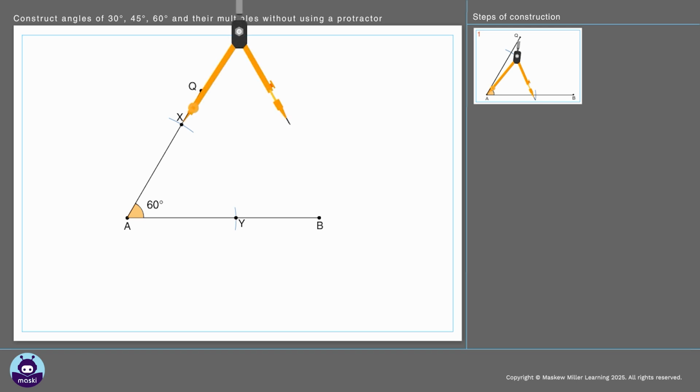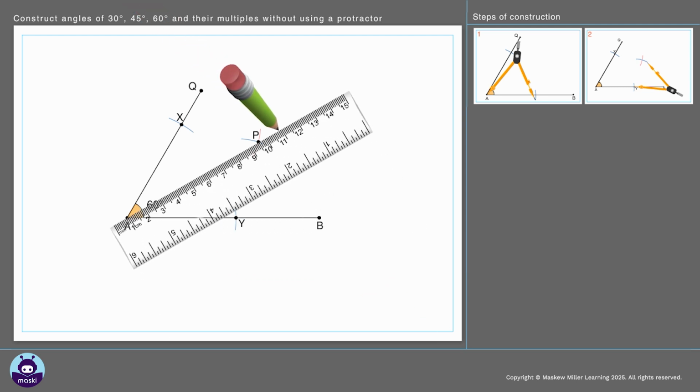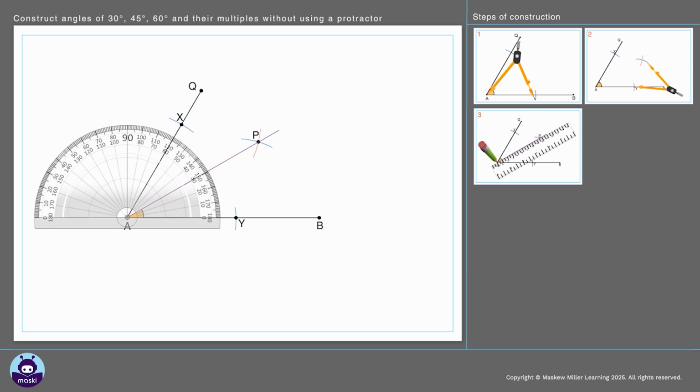Now we place the point of the compass at X and adjust the width of the compass so as to draw an arc inside the angle QAB. Keeping the width unchanged and Y as the center, we draw another arc to intersect the previous arc at P. Now we draw a line passing through A and P. AP is the bisector of angle QAB. Hence, angle PAB equals 30 degrees.